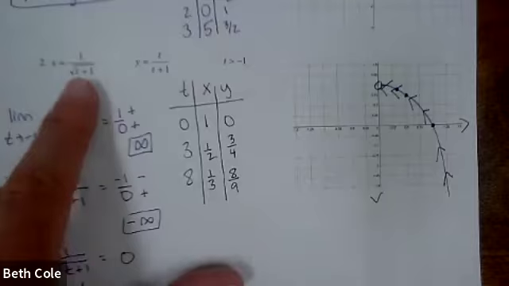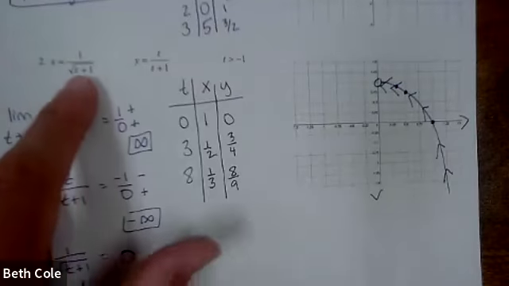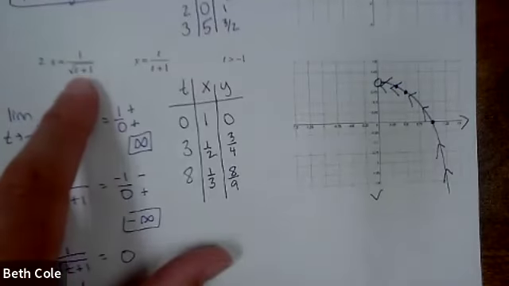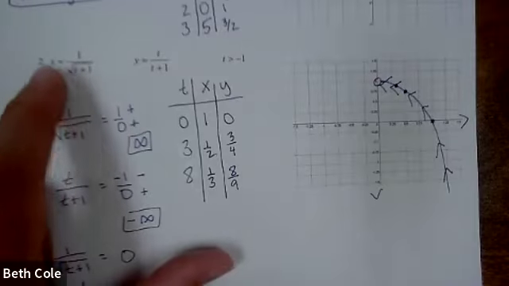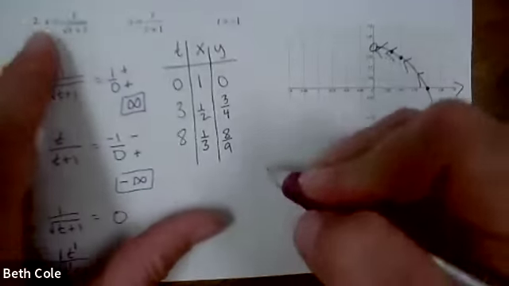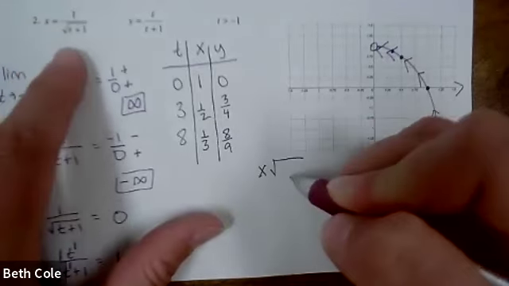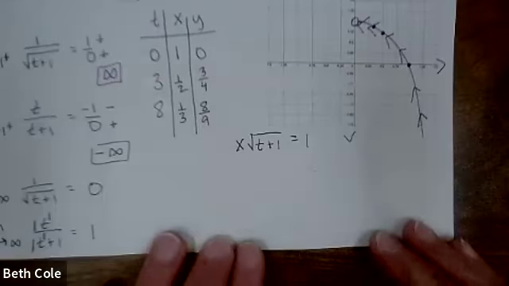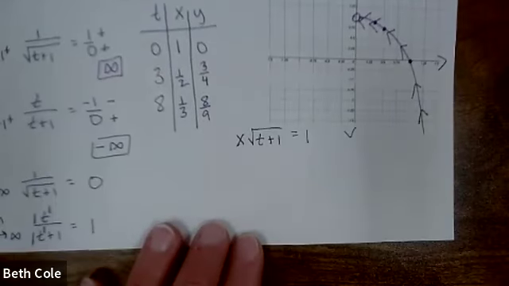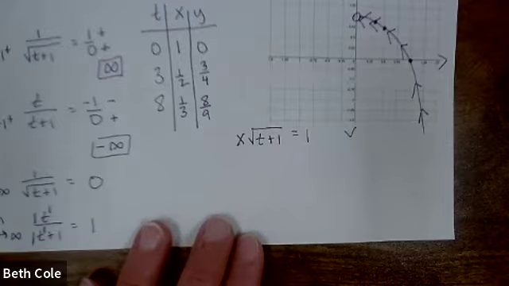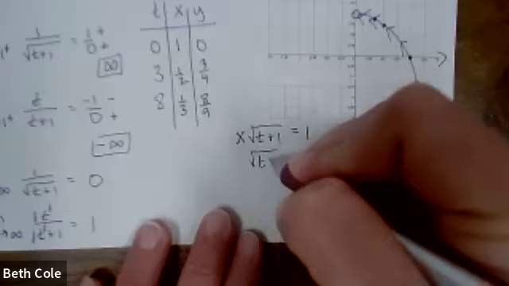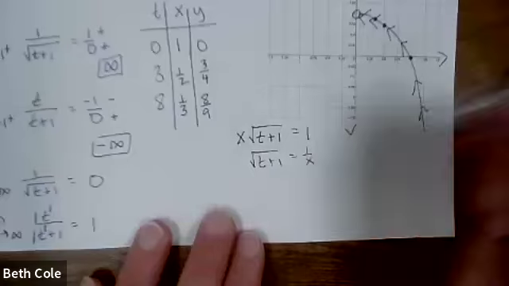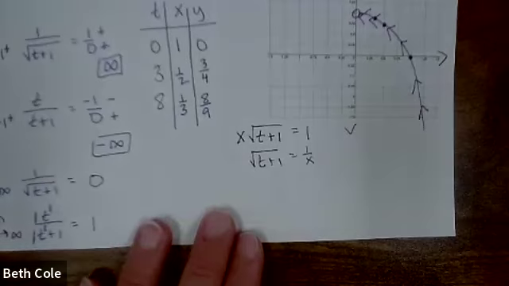What would you start doing? Algebra. What would you try and do first? You would move, so that you don't have a fraction, you're going to move all of this to the other side. So it's going to give you x times the square root of all of that equals 1. The first thing you want to do is get rid of that denominator. All right, then what? Divide by x. Now we're going to be able to square.